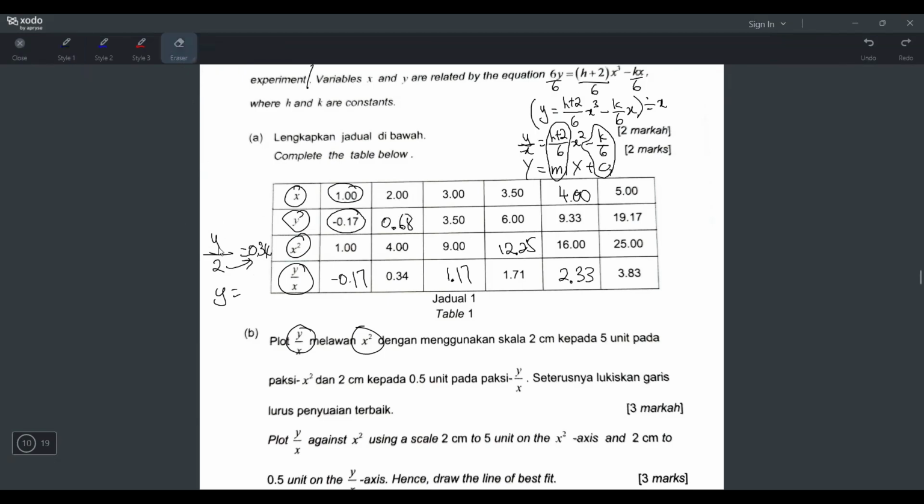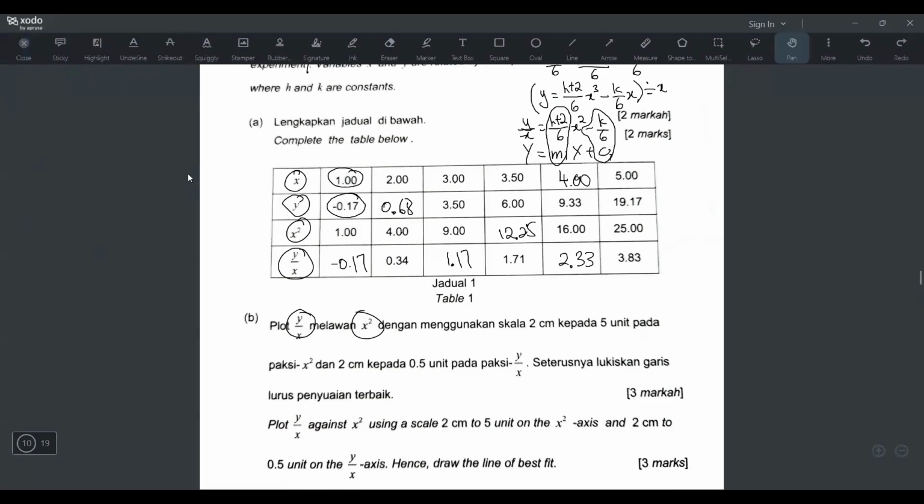Okay, so I'll erase this, because this is not important. Okay, so that's how you complete the table. And now we can move on to the graph part, right? So now we can do part B, right?